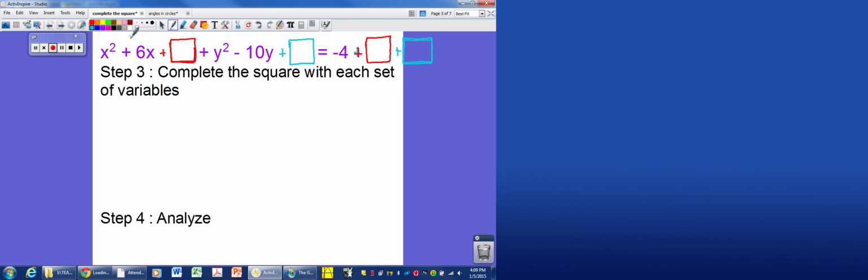Now, remember, what goes in this number? What number goes in here? The number that goes in here is half of 6 squared. Half of 6 squared is 3 squared, which is 9. So I'm going to add 9 to the x stuff. And then to the y stuff, half of negative 10 squared is negative 5 squared, which is 25. So I'm going to add 25 in each of these boxes.